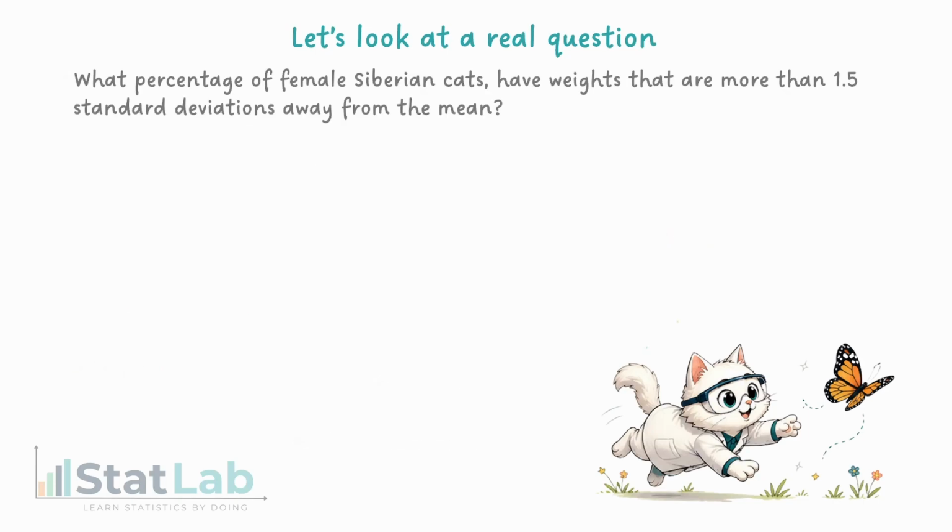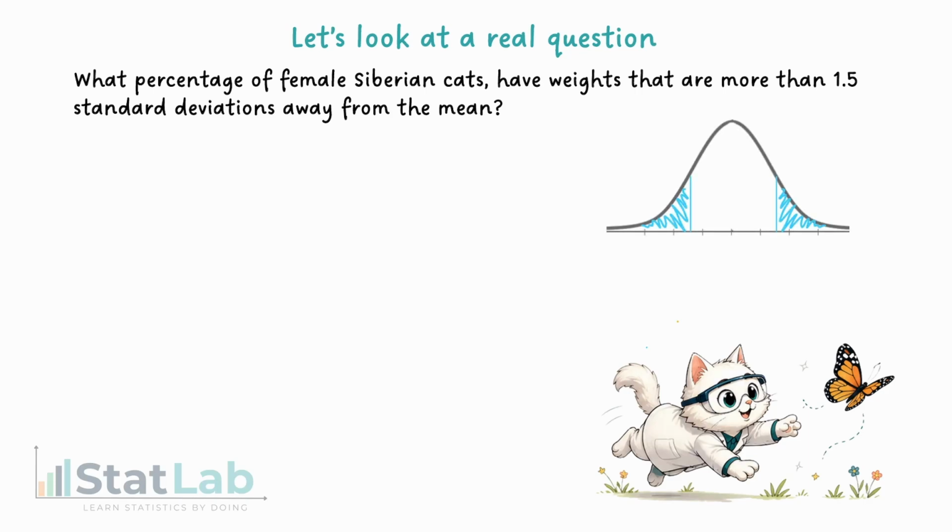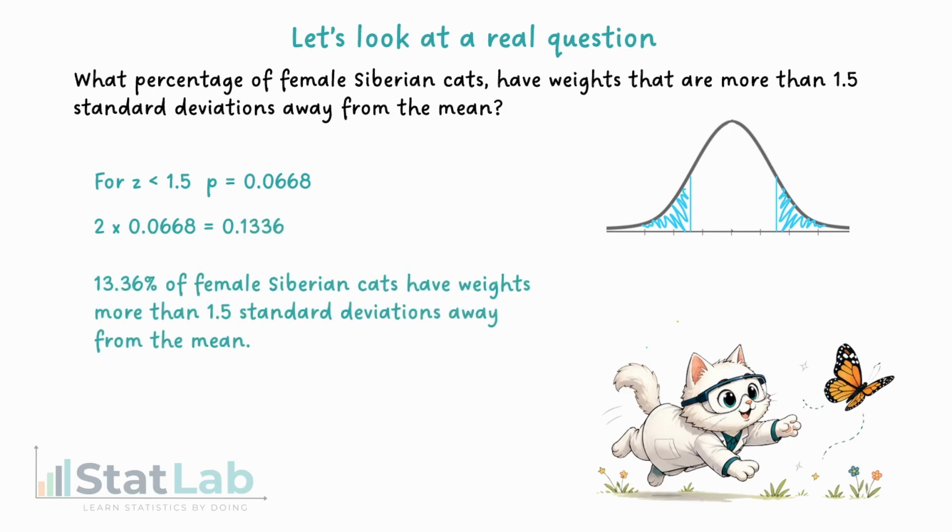Okay, let's look at this another way. What percentage of female Siberian cats have weights that are more than 1.5 standard deviations away from the mean? So I'm going to bring up our picture here. When they say more than a certain number of standard deviations away from the mean, they're talking about the tails. And in the first example, when I was talking about the table, we looked up z is 1.50 and we found a p of 0.0668. So in this case, we already know that the tail on the left has that value. And since we just need 2 of them, we're just going to multiply that by 2. And then we can say that 13.36% of Siberian cats have weights that are more than 1.5 standard deviations away from the mean.